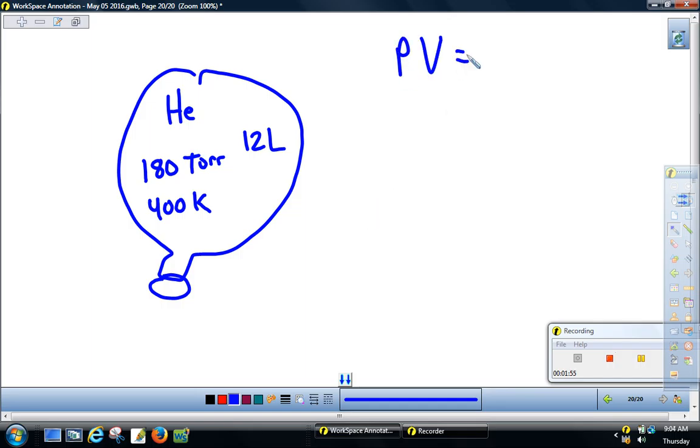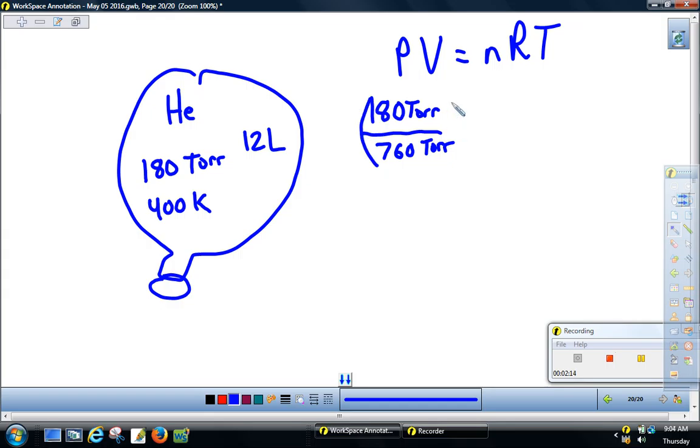So we have PV equals nRT. Pressure is 180 torr. We need atm of pressure. If you remember, how many torr of pressure is equal to 1 atm? 760, just like millimeters of mercury. So the short way to represent this is 180 torr divided by 760, or you could do 180 torr over 1 times 1 atm over 760, which is essentially the same. I'm just abbreviating it so you can see how we put that into our calculator. 12 liters is the volume. It's in liters, so I don't have to worry about changing that.